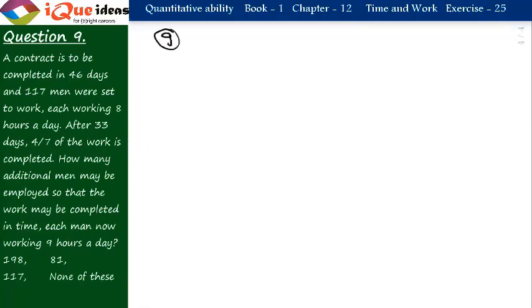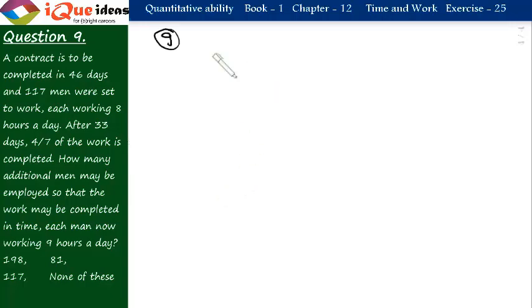It says a contract is said to be completed in 46 days and 117 men were set to work, each working 8 hours a day. After 33 days, 4 by 7 of the work is completed. How many additional men may be employed so that the work may be completed in time? Okay. Now in this question, 46 days is the total time to be completed. It doesn't mean that 117 men will be able to complete. That is clear also from the next statement, which says that even after 33 days, only 4 by 7 of the work is completed. Alright, so how do we do that?